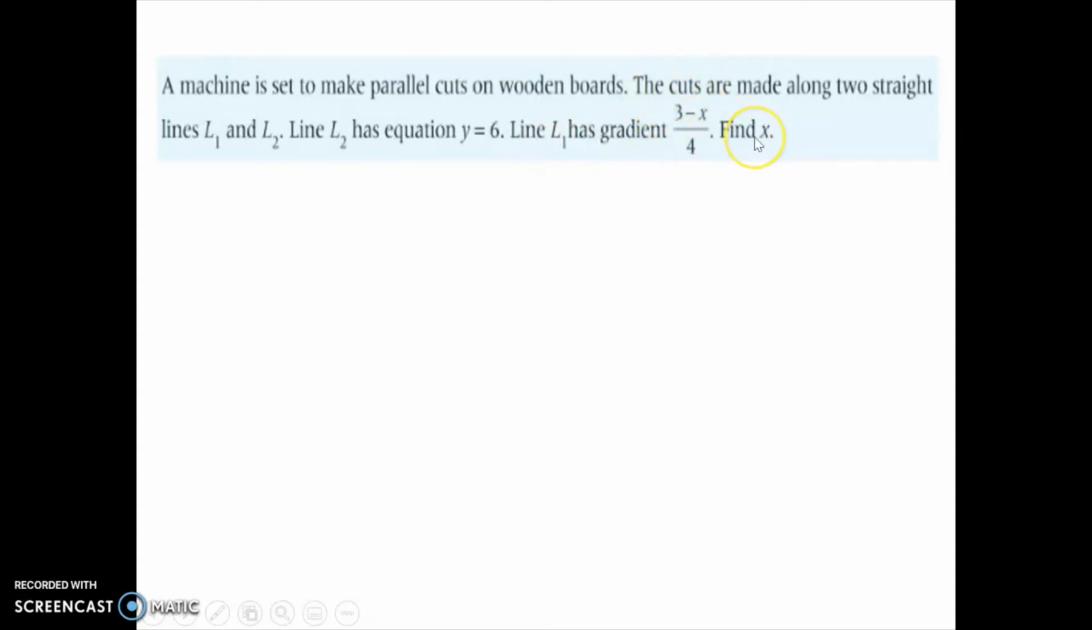So find x. Okay, think about that. Line 1, if it's a horizontal line, because this shows it's a horizontal line, what will the slope be of line 1? Okay, and since it's a horizontal line, the slope will be 0. Therefore, this little equation for the slope must be equal to 0. So set that equal to 0 and solve.